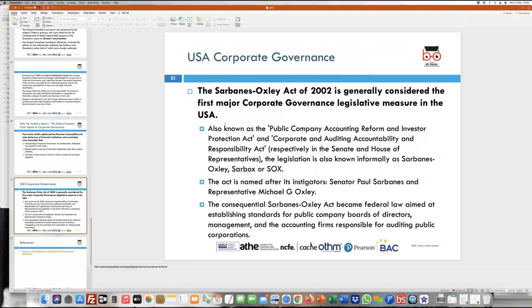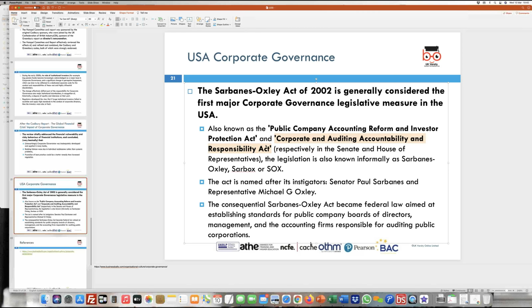In the US, very briefly, we see the beginnings of the SOX Act, the Sarbanes-Oxley Act, which is generally considered the first legislation the US parliament took to regulate corporate governance, or set corporate governance standards, for US companies or companies operating out of the US. This reform is also called the Public Company Accounting and Investor Protection Act. Along with this, the Corporate and Auditing Accountability and Responsibility Act, now enshrined in US legislation, allows companies to report financial irregularities before the accounts are submitted at the end of the year.